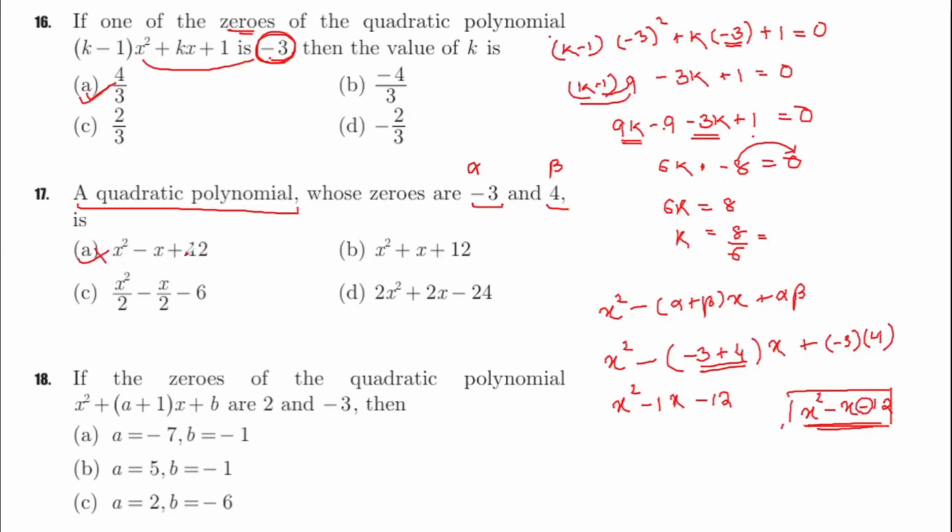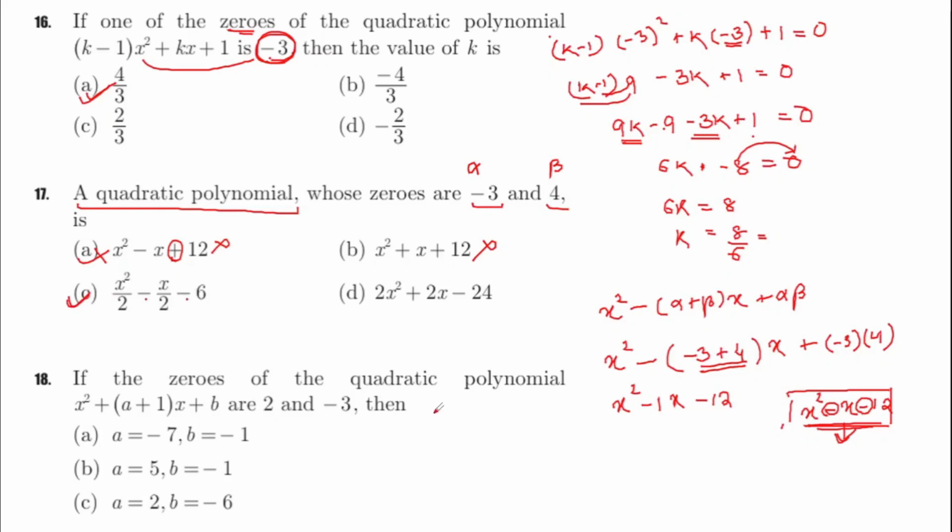But there is a positive sign before 12. This will not be the right answer. So what will be the right answer? Now we need to check one option where both the signs are negative. Now look at this option. In this option, both the signs are negative.